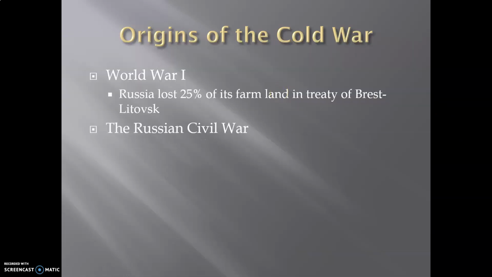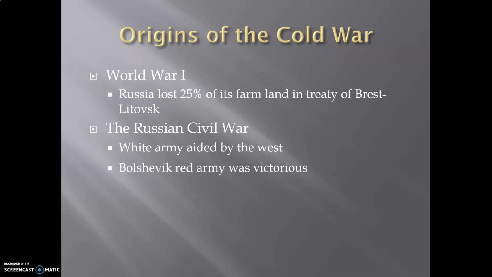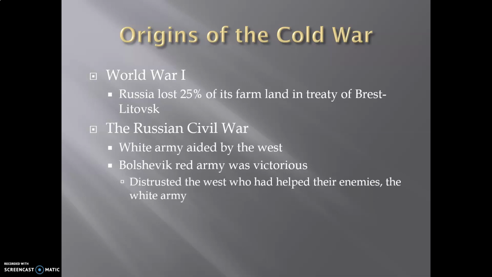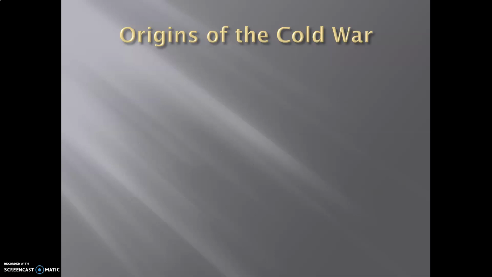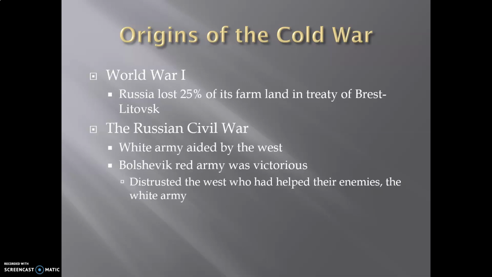Okay, then we have the Civil War, in which the White Army is aided by the West. Remember, the White Army was the anti-communist forces, okay? But the Bolshevik Red Army was victorious. So there's already some sort of conflict going on here between the West and the Soviets, right? Eventually it will become the Soviet Union. The West was always supporting the anti-communist side, not helping out the communist regime. And that's essentially what I just said right now.